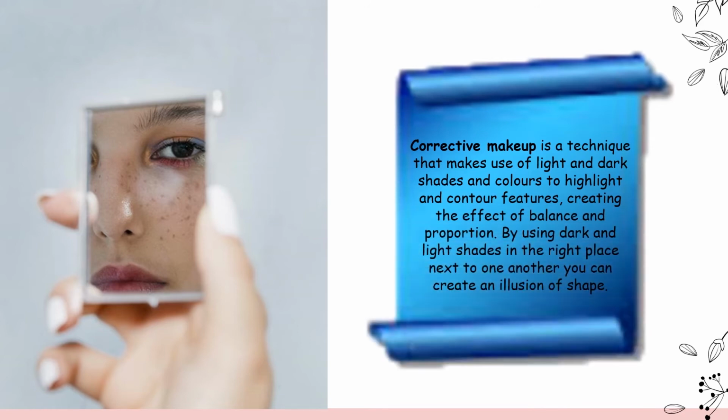Corrective makeup is a technique that makes use of light and dark shades and color to highlight the contour features, creating the effect of balance and proportion. By using dark and light shades in the right place next to one another, you can create an illusion of shape.